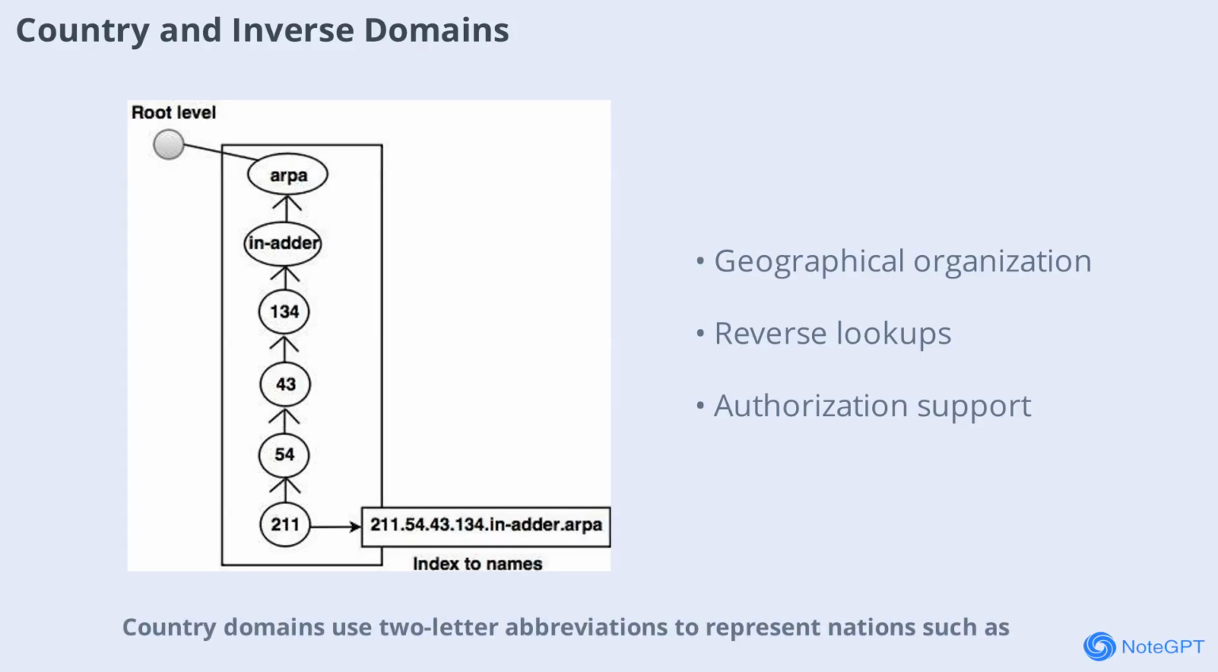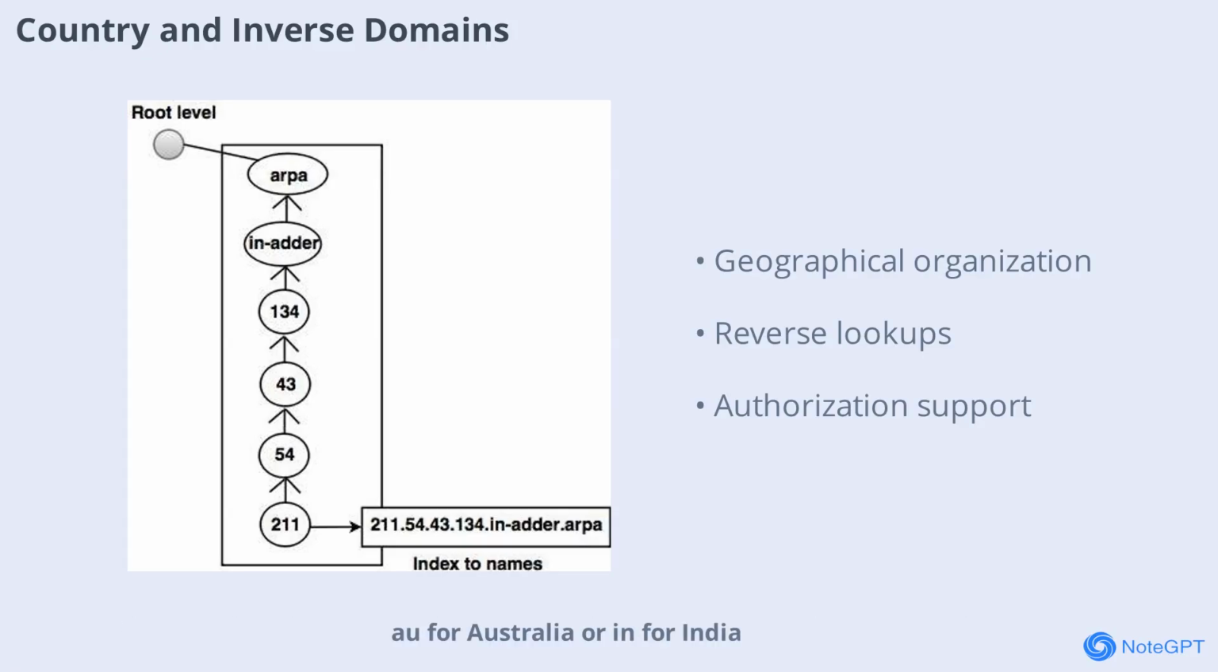Country domains use two-letter abbreviations to represent nations, such as AU for Australia or IN for India. Inverse domains map IP addresses back to host names, supporting reverse lookups and authorization checks. This dual approach ensures both geographical organization and robust address-to-name mapping across the Internet.